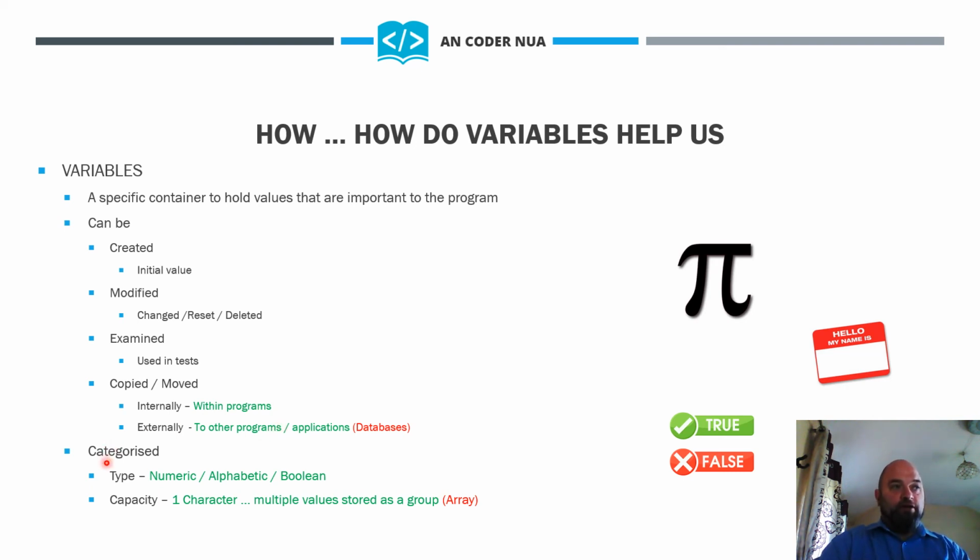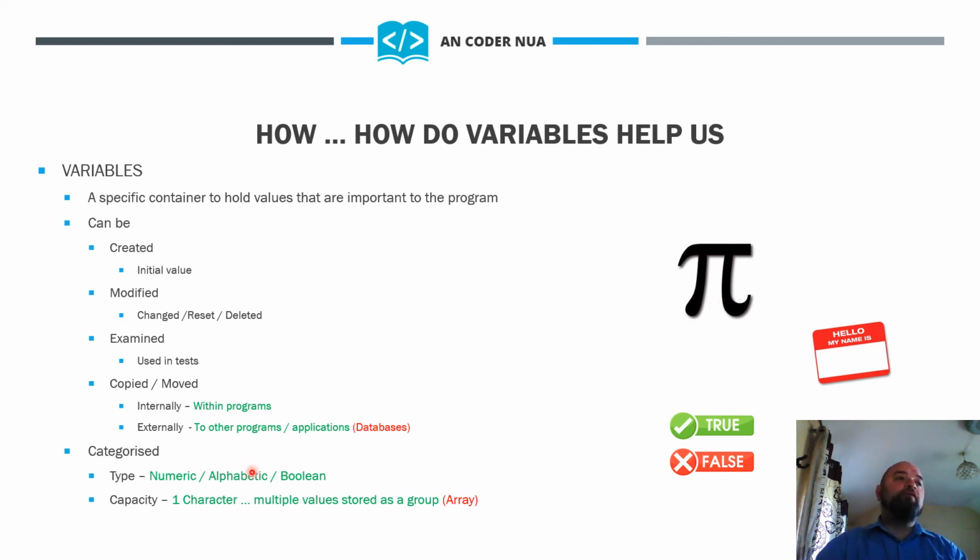Variables can be categorized under two main categories, i.e. their type or their function, and also their capacity. Now, the type or data type specifically is what type of information this variable holds. Is this variable numeric, i.e. pi, 22/7? When you're talking about numeric variables, you could be talking about whole numbers, decimal numbers and so forth, positive numbers and negative numbers. We will see later on how we will deal with both.